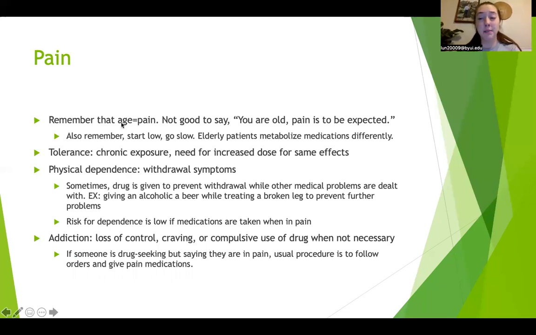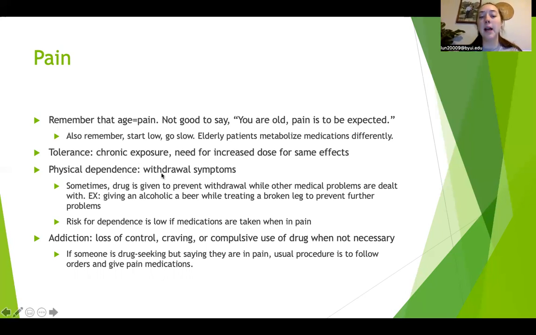Also with medication administration for elderly patients, remember to start low, go slow. Elderly patients metabolize medications differently, so you don't want to start them off with a crazy high dose. Tolerance can be gained. Chronic exposure to pain medication can increase the need for more pain medication in the future to achieve the same effects. And this happens a lot with cancer patients.